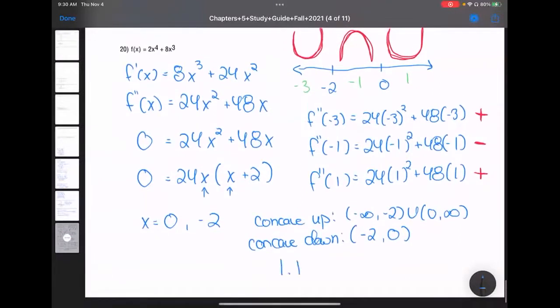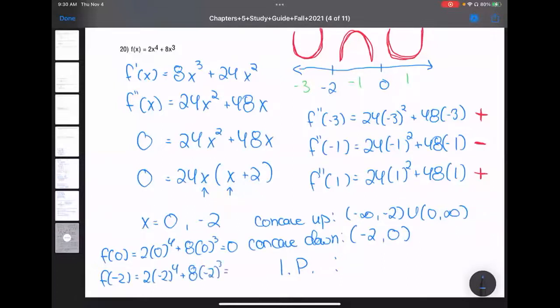And the last part is to find the inflection point. And for that, we have to go back and plug in the x values we found in the double derivative into the original equation. Okay, so f of 0 is 2 times 0 to the 4th plus 8 times 0 to the 3rd, which we see equals 0. F of -2 is 2 times -2 to the 4th plus 8 times -2 to the 3rd.